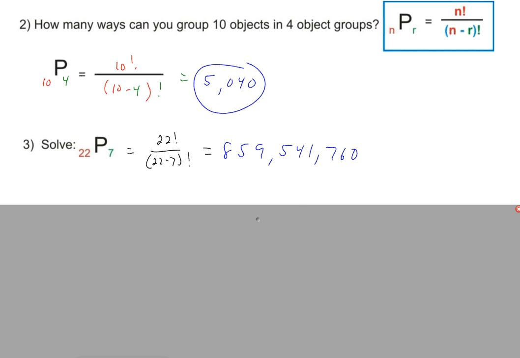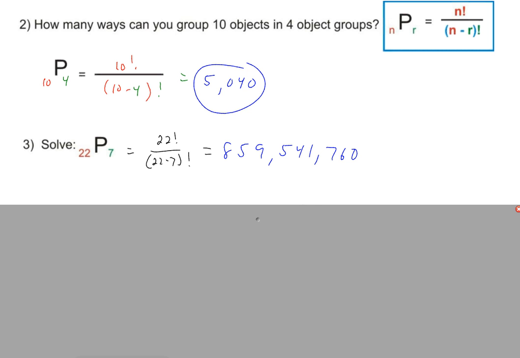Now, everybody's hand should have been up on that, so any questions? Right, that's a 22 factorial divided by a 15 factorial. Make sure you're using parentheses on the bottom. If you don't use parentheses, your calculator's not going to know what's going on. And again, you have to learn how to punch this into your calculator to get it to work.